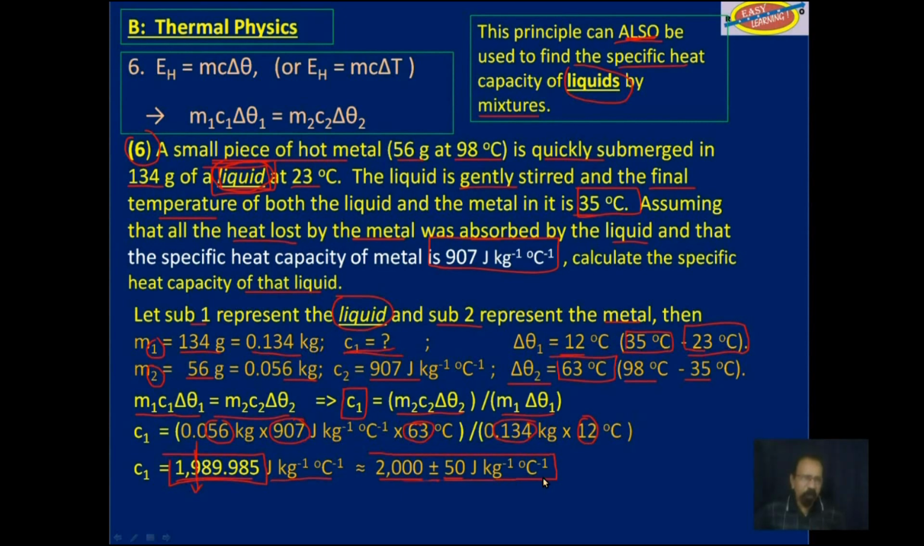So we will write this as our answer for the specific heat capacity of that liquid. As I said, this is also correct, but this is now in standard form, but we will stick with that one.